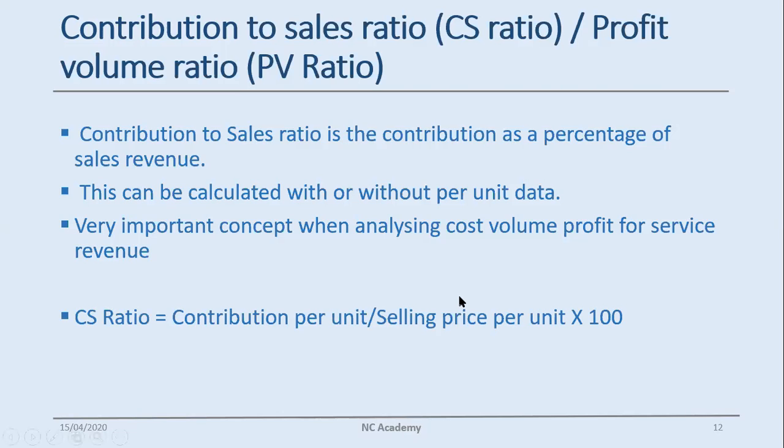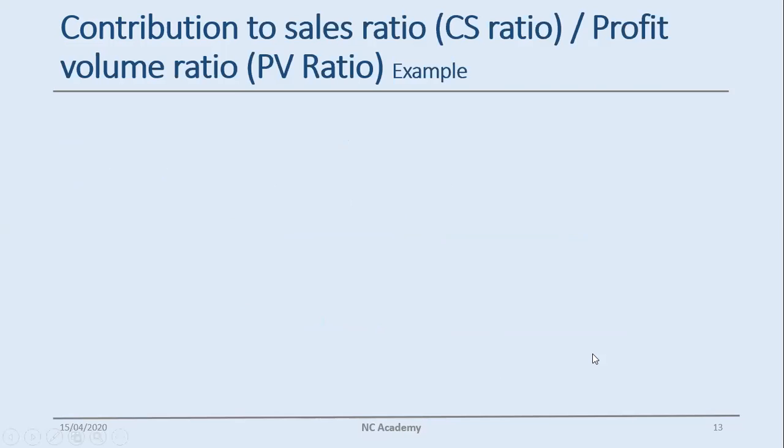Let's see the formulas. Number one, CS ratio is your contribution per unit divided by selling price per unit, into 100. That means you calculate it by using per unit data. Or you can calculate CS ratio as total contribution divided by total sales, into 100. Shall I go through a few examples to better understand this contribution to sales ratio calculation?